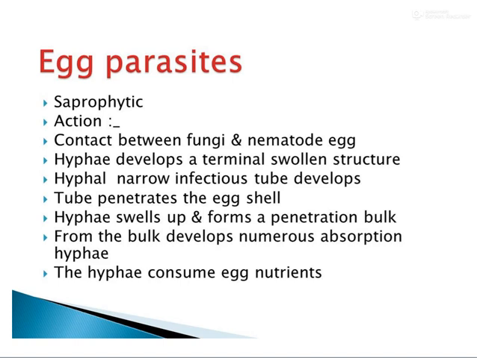Then we have the egg parasites. Some fungi, as I told you, will be parasitic to the nematode egg itself. Here the hyphae will develop a terminal swollen structure, and a narrow infectious tube will be developed from the hyphae, and the tube will penetrate into the eggshell. The hyphae will swell up and form a penetration bulb, and from the bulb it develops numerous absorption hyphae, and finally the hyphae consumes the egg nutrients.